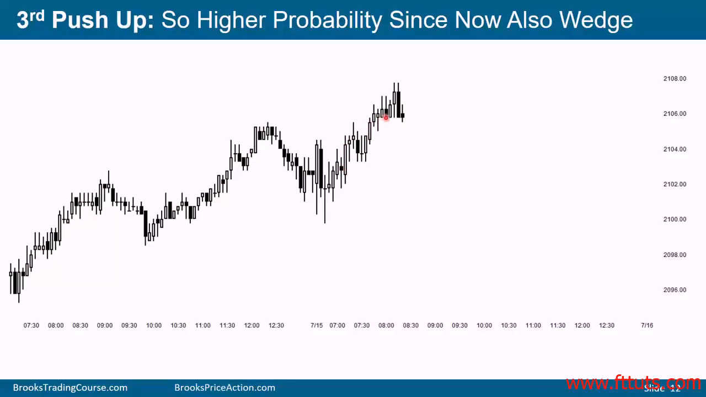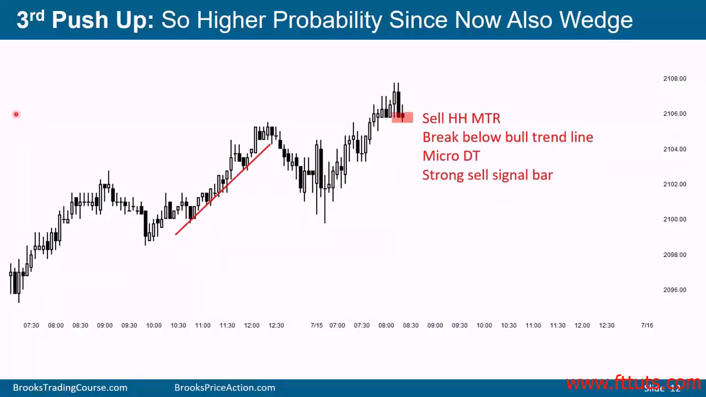But here we have a bear bar closing on its low. We have another bear bar closing on its low, a micro double top, and a wedge. This would be a higher probability short for a major trend reversal. Reasonable to sell on a stop below the low of that big bear bar.